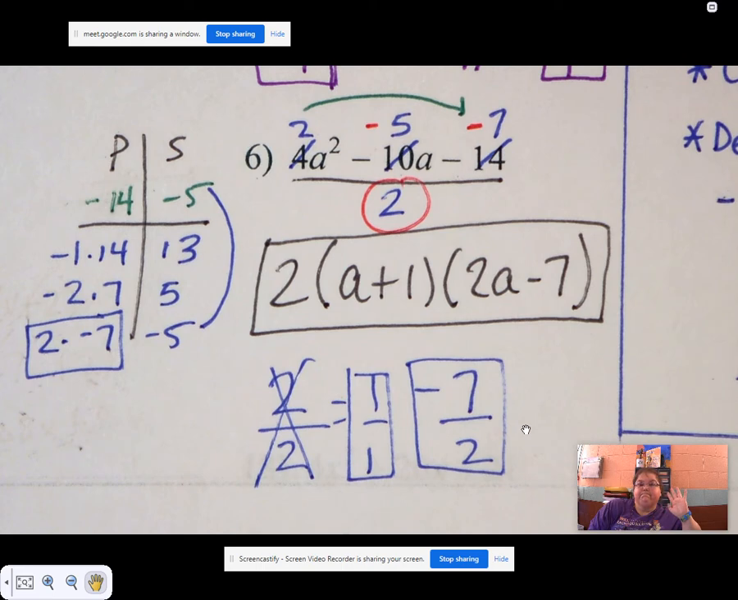Here, it's more because I have different binomials. It doesn't matter which way you multiply the binomials, as long as what's inside the binomials is exactly what I have. 2a minus 7 must be together. A plus 1 must be together. It's multiplication. 3 times 4 is 12. 4 times 3 is 12. It's all being multiplied.